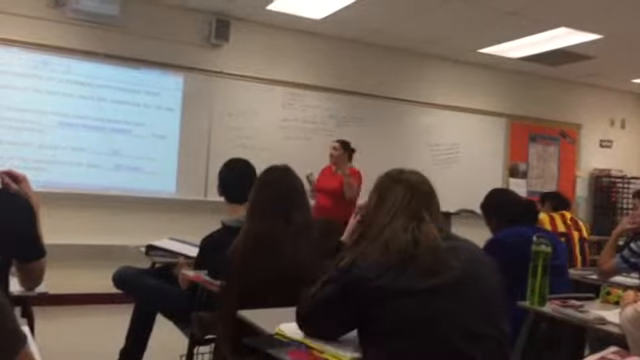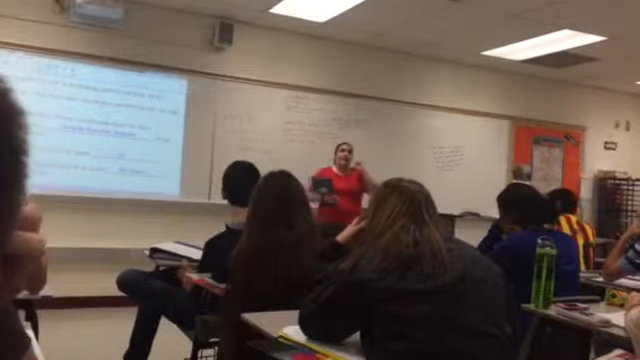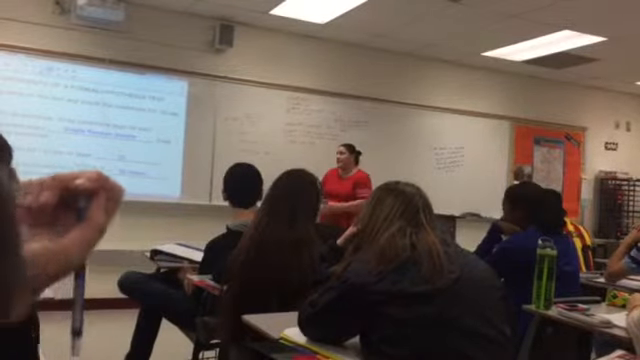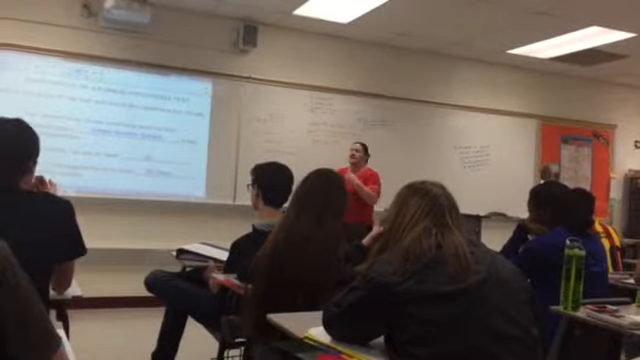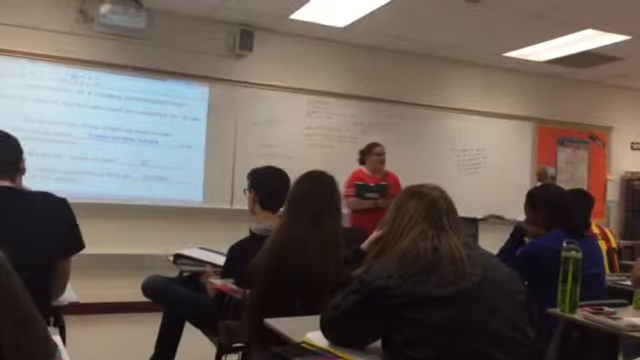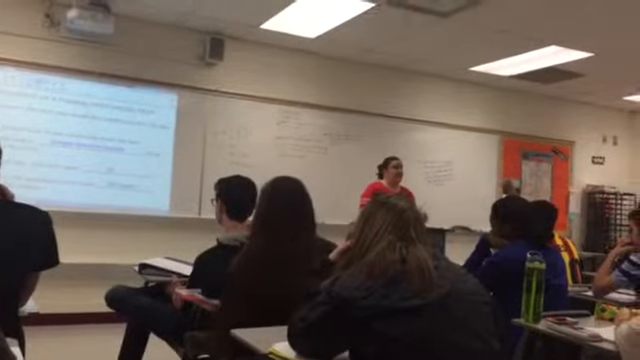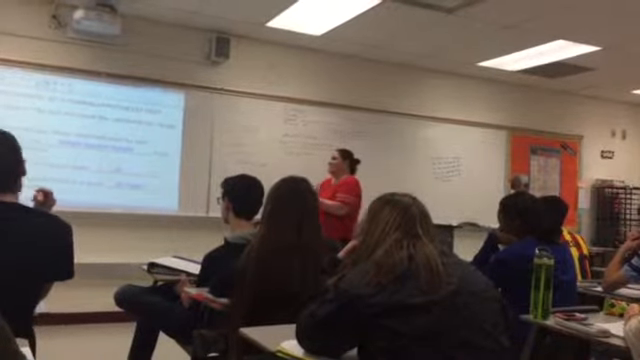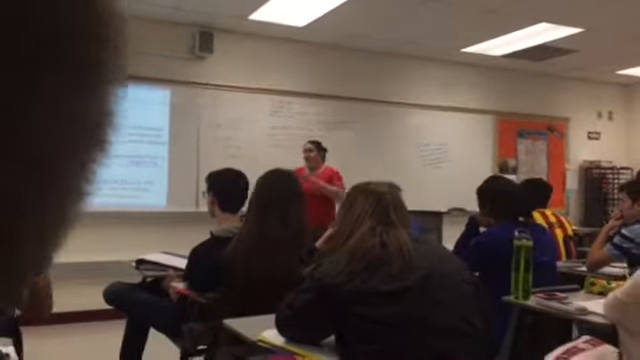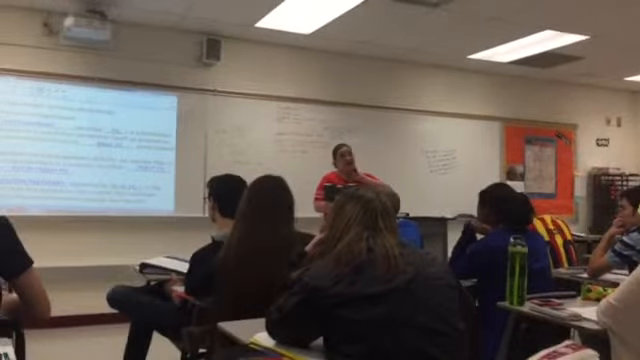The conditions are: a simple random sample, n times p and n times 1 minus p each at least 10, and the size of the population is at least 10 times the size of the sample. So we just check our conditions. If it's good, we move on and we're happy. If it's bad, we move on and we're sad.